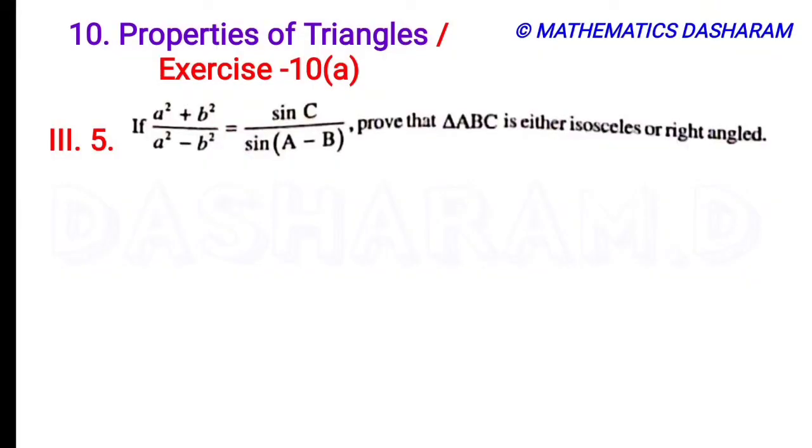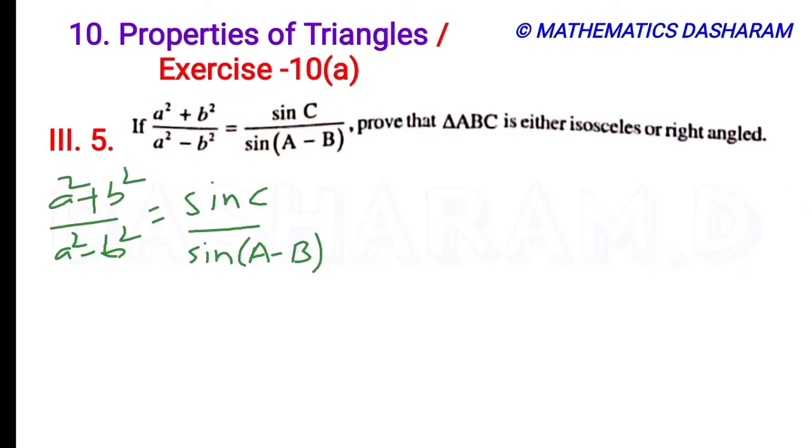Fifth problem: if (a² + b²)/(a² − b²) = sin C / sin(A − B), prove that triangle ABC is either isosceles or a right angle triangle. Isosceles means any two sides or two angles should be equal. Right angle means any one angle should be 90 degrees, otherwise it will follow the Pythagoras theorem.